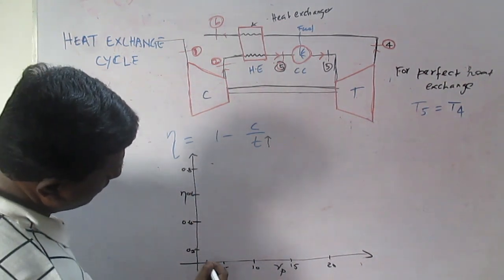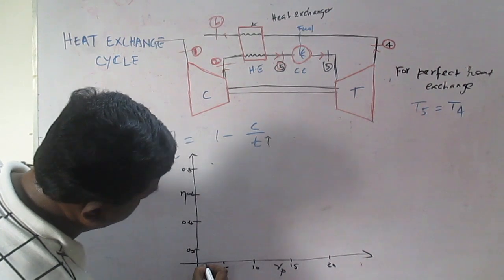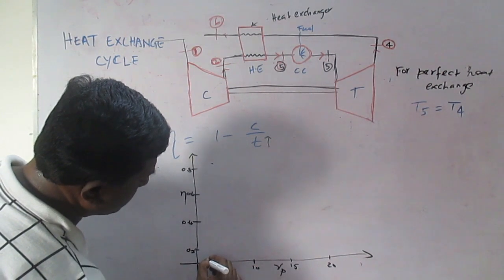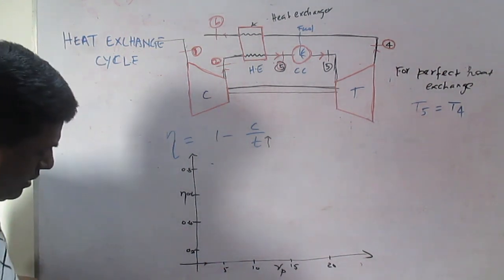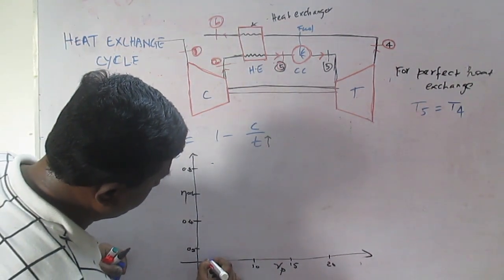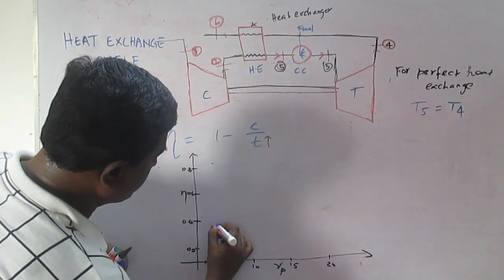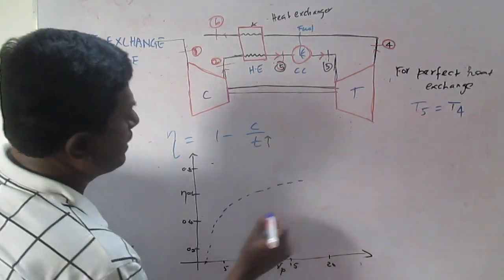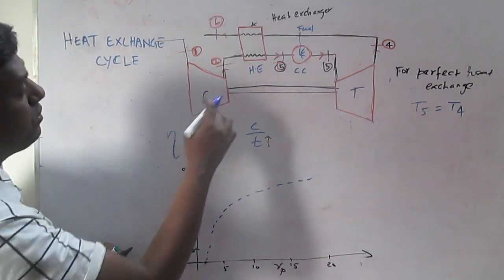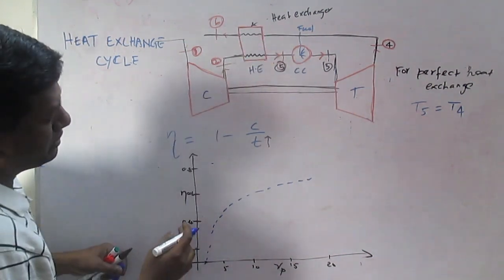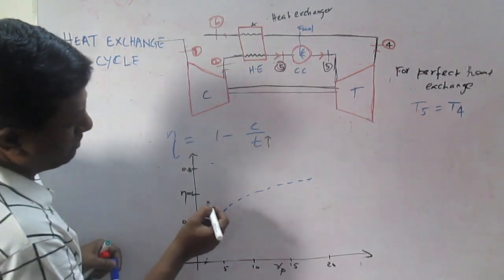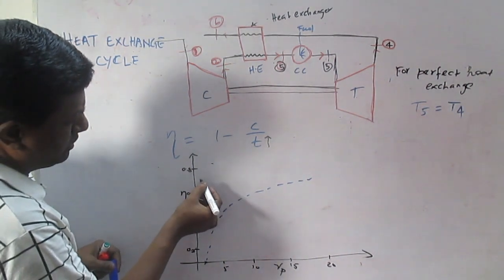Previously we have seen how the performance curve looks for the simple gas turbine cycle. It was something like this. So this is the performance curve for the simple gas turbine cycle. Now for the heat exchange cycle, because we added the heat exchanger, this curve is going to change. This curve is changing something like this.